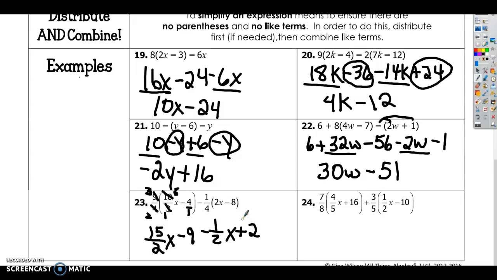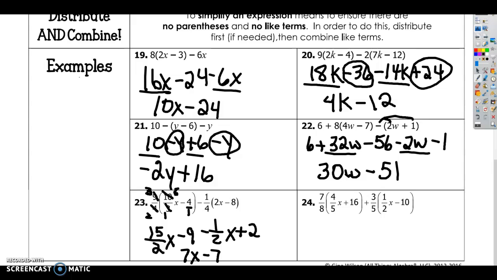All right, combine like terms. Negative 15 halves minus 1/2, that's 14 halves. 14 halves is the same thing as 7x. Negative 9 plus 2 is negative 7. Okay, so again, if I do 15 minus 1, that's 14 over 2. 14 over 2 is just 7. So 7x minus 7 is the simplified version of that expression.